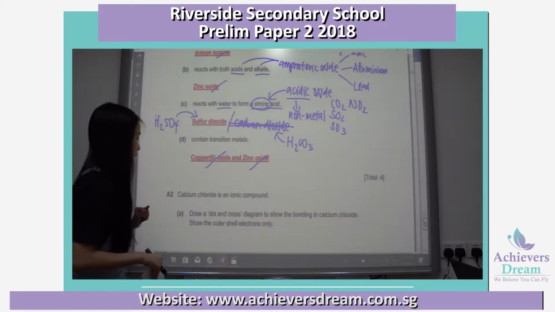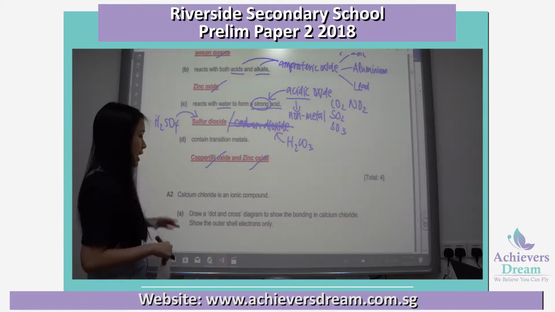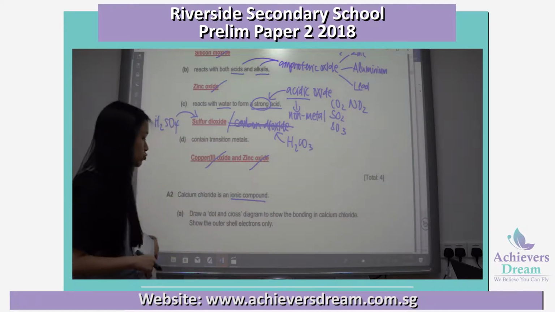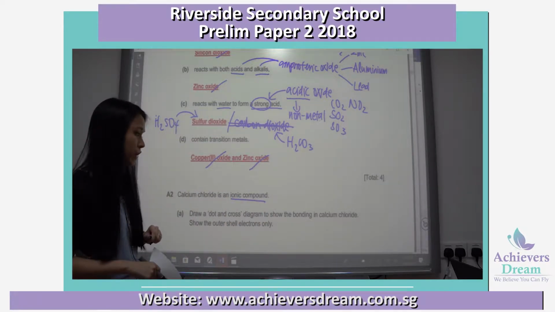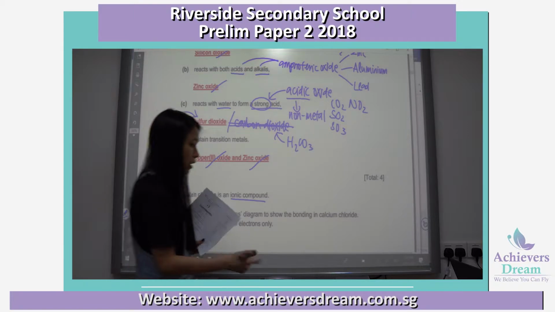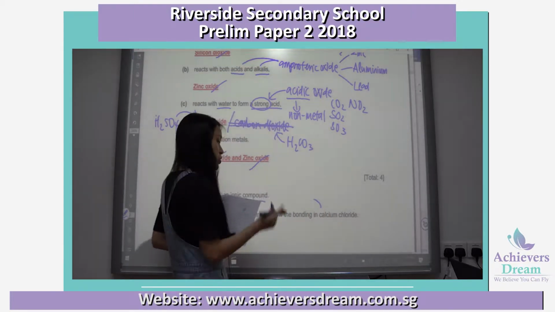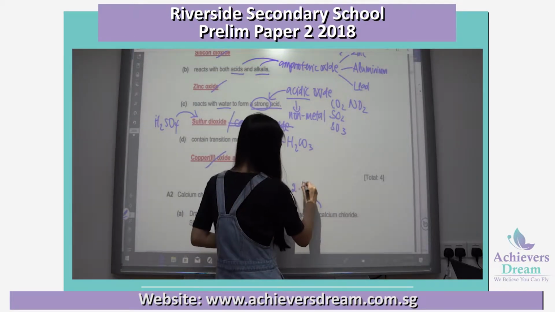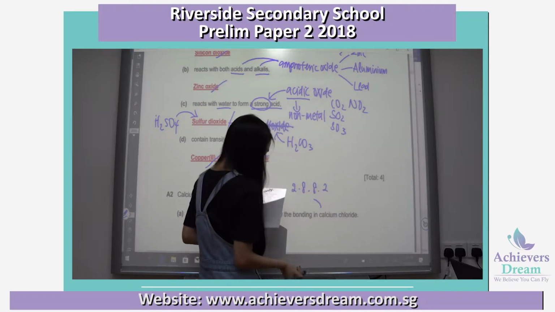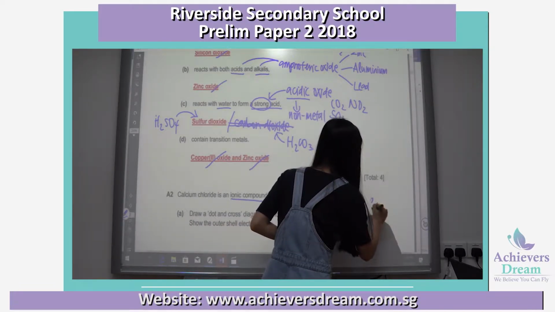So let's take a look at A2. Calcium chloride is an ionic compound. So you want to draw the dot and cross diagram of calcium chloride. What is the electronic configuration for calcium? It is 2,8,8,2. But for chlorine, it is 2,8,7.